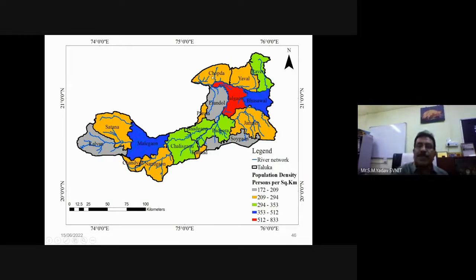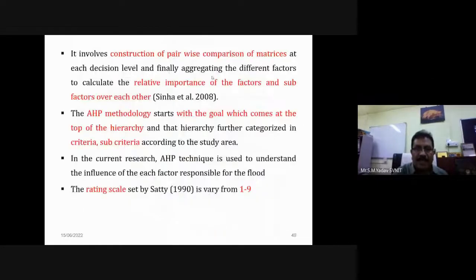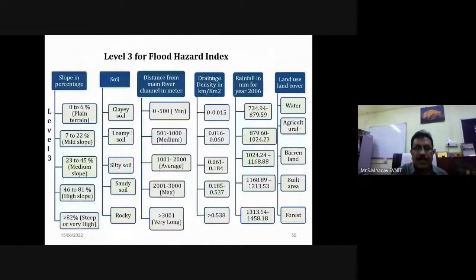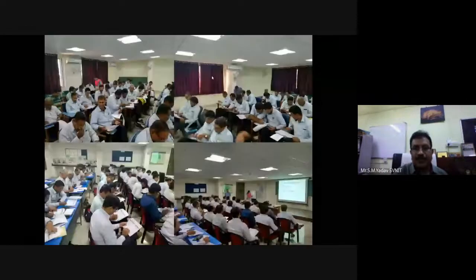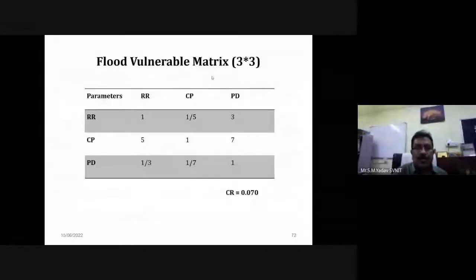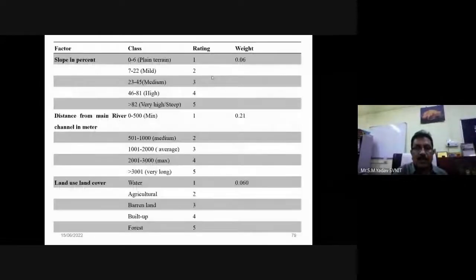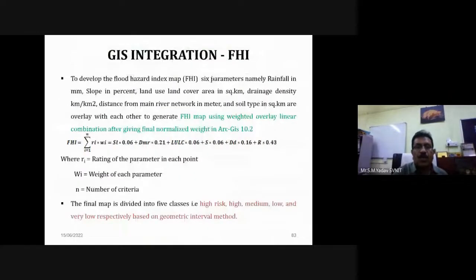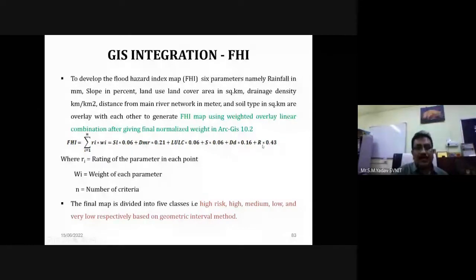And this rating is multiplied by weight. So what we have done here, for FHI, this individual rating is multiplied with its weight and that is aggregated, i equal to 1 to n. So whatever sub-classification you have done, for all you have to consider it. That is the sum for i equal to 1 to n of Ri into Wi. For slope, for the entire basin, you have to multiply by 0.06. Then the second parameter, LULC, and again drainage density and rainfall. This will generate the flood hazard index map for the entire region.